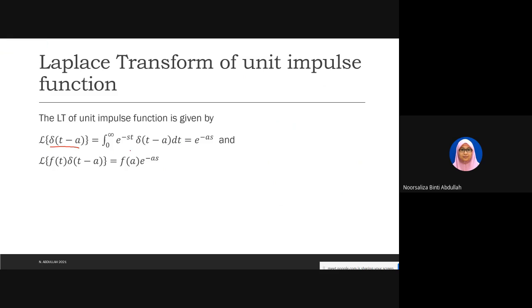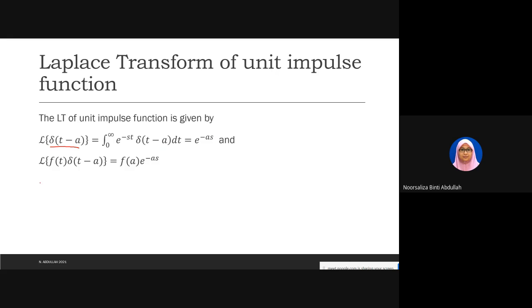Okay. And this one, if we integrate delta t minus a, what do we get? You integrate delta t minus a. Kau akan dapat 1. Betul? Okay, so you will get 1. Jadi Laplace for delta t minus a is actually equals to exponent minus a.